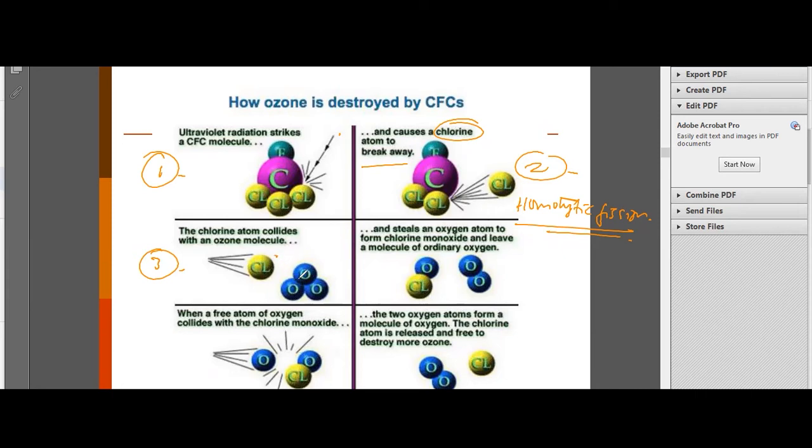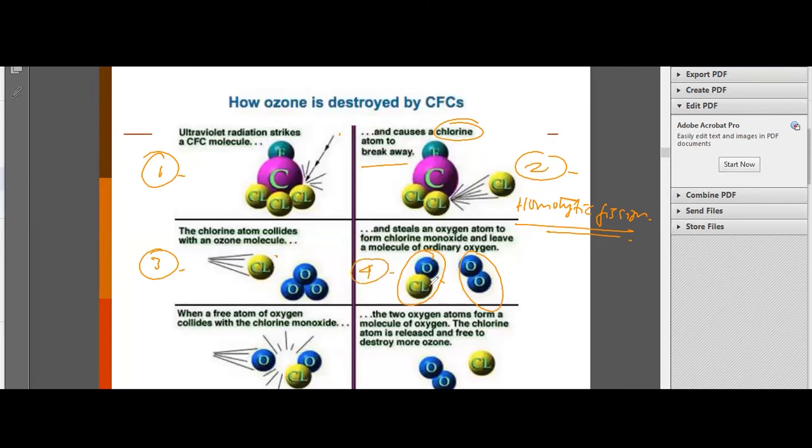Okay, it tries to make a pair with electrons from one oxygen, to form ClO and then the neutral O2. You know that if ozone changes to O2, it doesn't have its role as the protective layer anymore. So that's why this step is very dangerous.